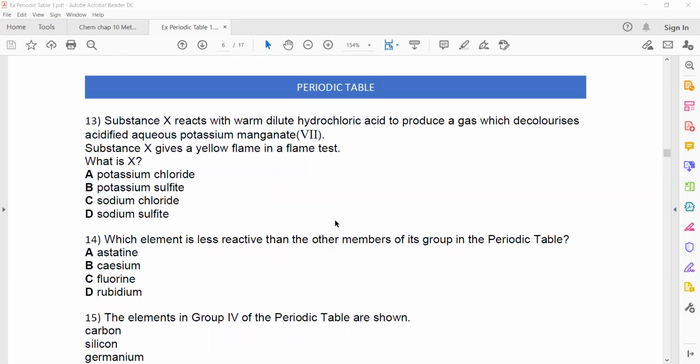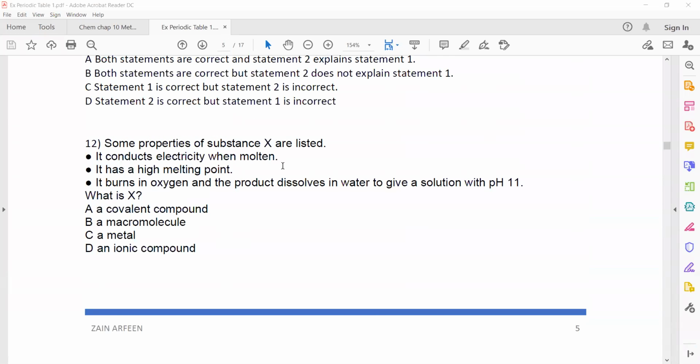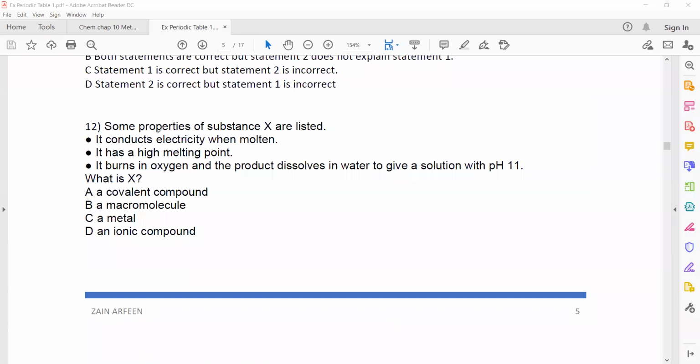Question number 13. A substance X. Okay, before 13, 12. Some of the properties of substance X are listed. So, there are some properties which are given. It conducts electricity when molten. So, in a molten state, in a liquid state, it is conducting electricity. It has high melting point and it burns in oxygen.